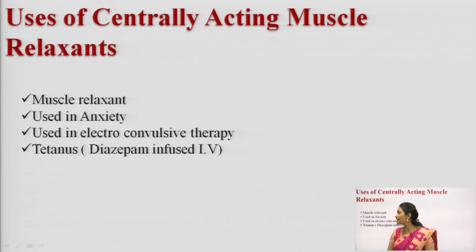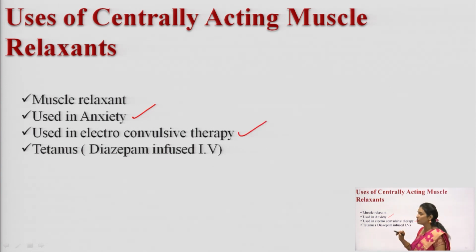Second use is in anxiety. If any person has anxiety, to treat or decrease the anxiety, you can give centrally acting muscle relaxant drugs. And they can be used in electroconvulsive therapy, if any person has convulsions, to treat the convulsions. In this convulsion therapy you can use these centrally acting muscle relaxants, and you can also use them in tetanus.